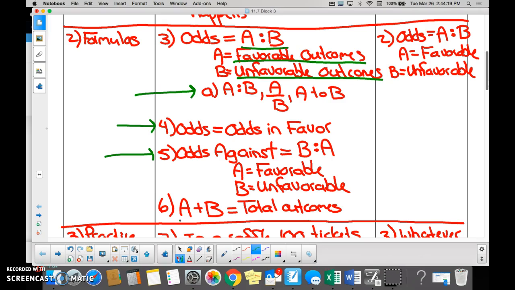And then what if I take the top number and the bottom number of odds and add them together? What do I get? Total outcomes. Which we need for probability, right?